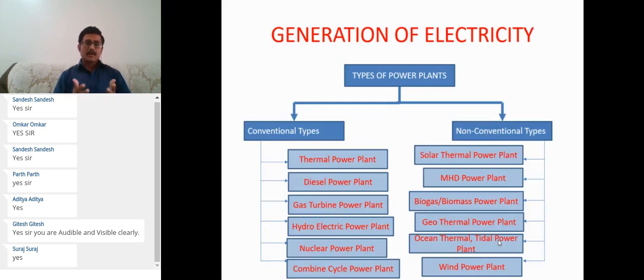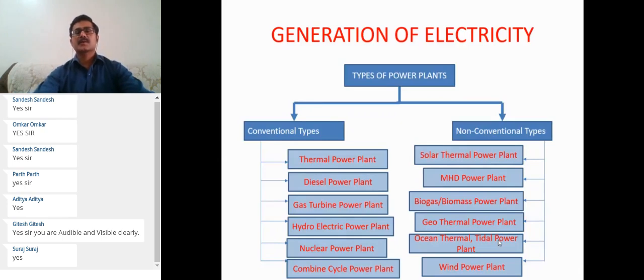And as they are steam power plants, they would be operating on the same thermodynamic cycle. Same thermodynamic cycle means the Rankine cycle will be used for the operation of the thermal power plant, and the Rankine cycle will be used for the operation of the nuclear power plant. Is that fine? Then the non-conventional types of power plants.